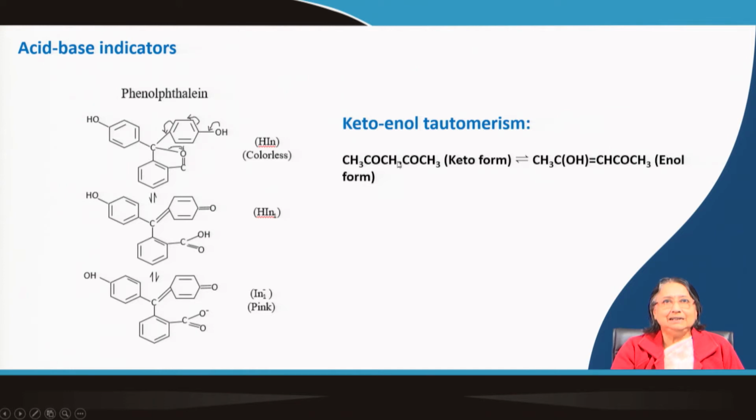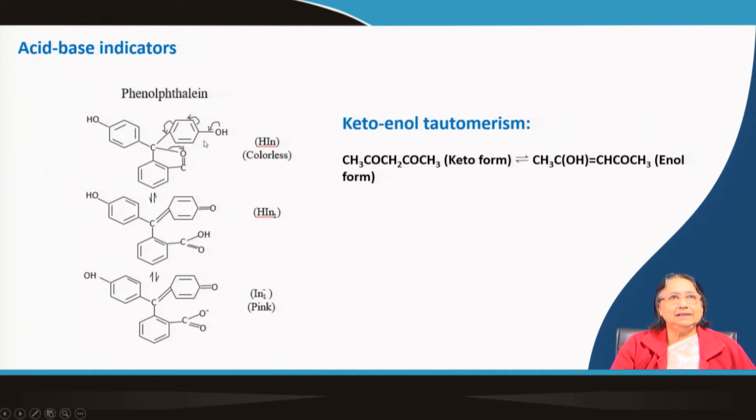So, basically this hydrogen from here is coming to this oxygen, and this is the characteristic of tautomerism. One atom or one group can change its place, giving two different forms, and these are in equilibrium. So, here also it happens the same way.